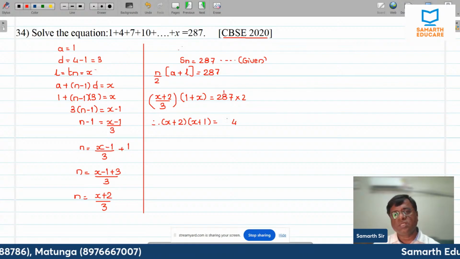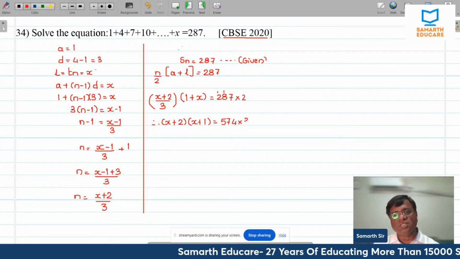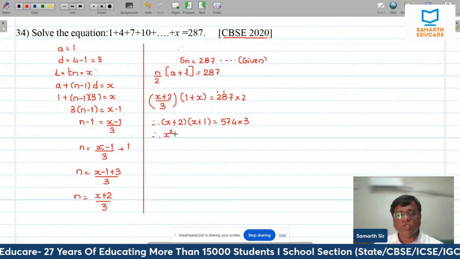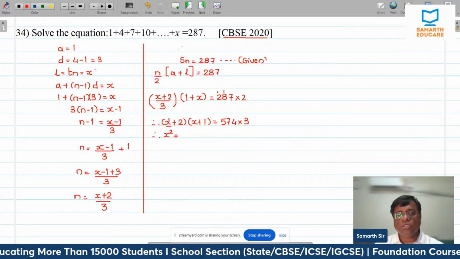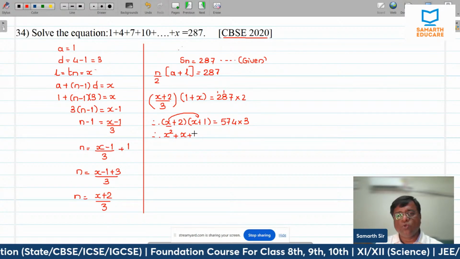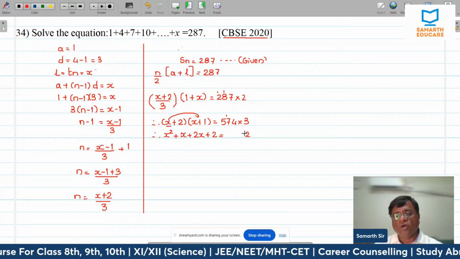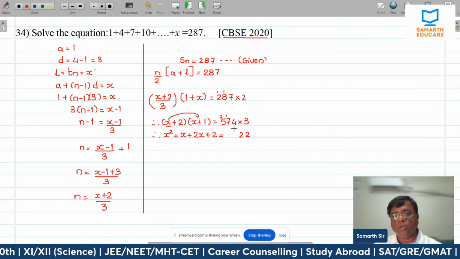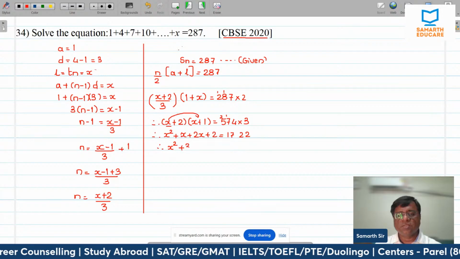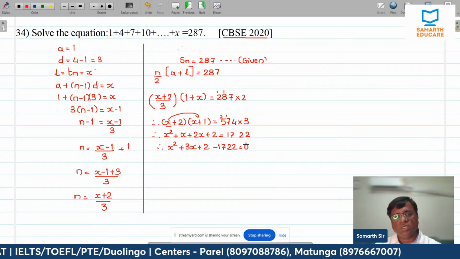2 sevens are 14, 2 eights are 16, and 1 is 17. And this is 574. Where does this 3 go now? This 3 gets cross multiplied. Here, if I multiply, this becomes x square. Multiply x with this bracket. So x square plus 1x. Then multiply by 2: 2x plus 2. And I have 4 threes are 12, 3 sevens are 21 and 1 is 22, 3 fives are 15 and 1. So I have x square plus 3x plus 2 minus 1722 is equal to 0.